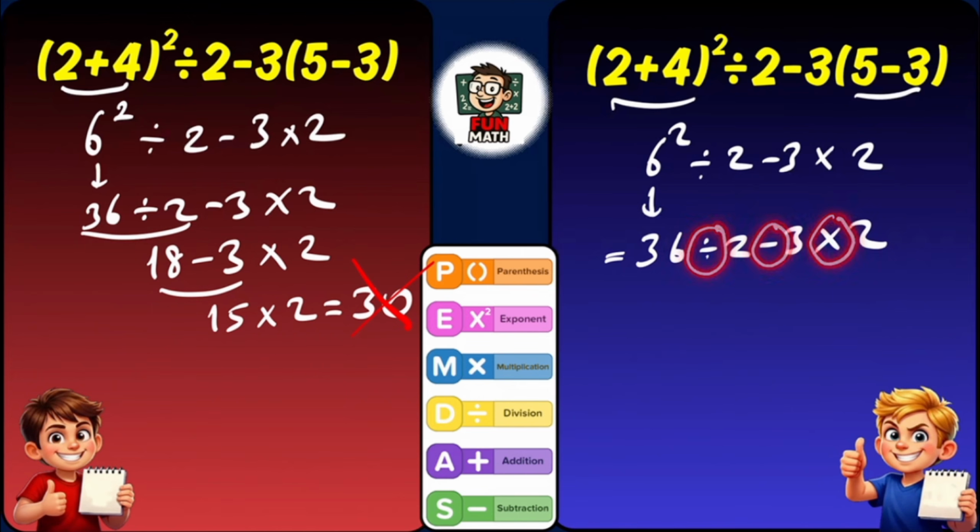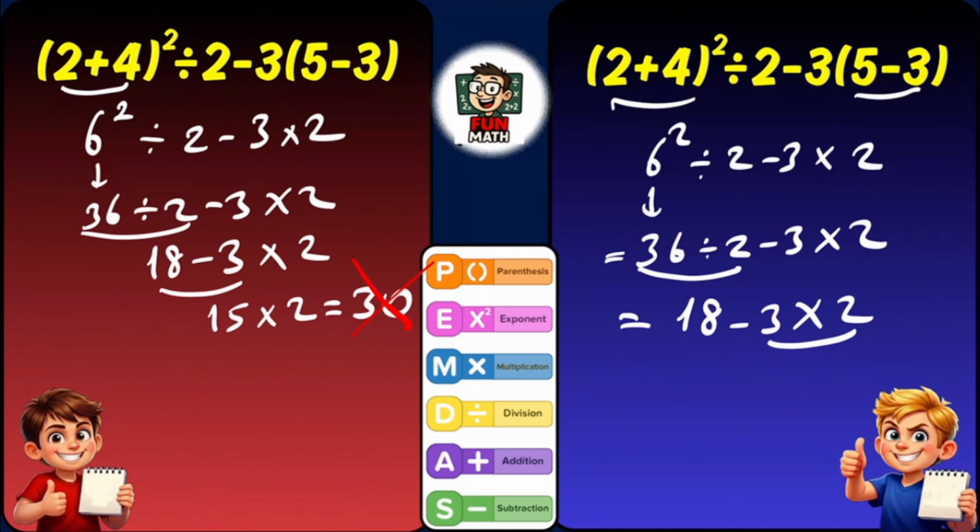First, multiplication and division. Multiplication and division, left to right. First, division. 36 divided by 2 equals 18. Now, multiplication. 3 times 2 equals 6. Finally, subtraction. 18 minus 6 equals 12. The correct answer will be 12.